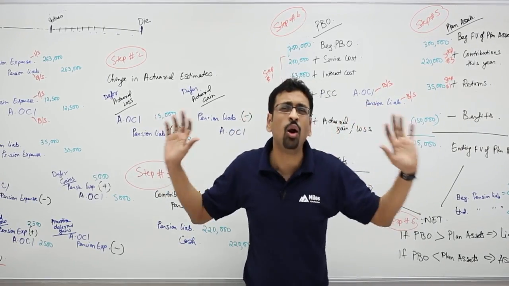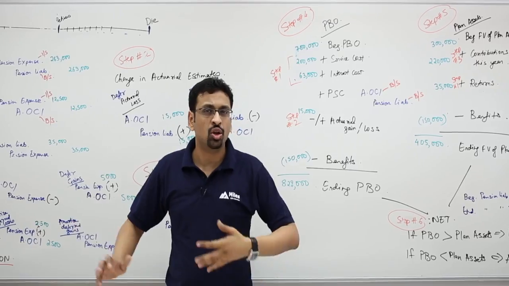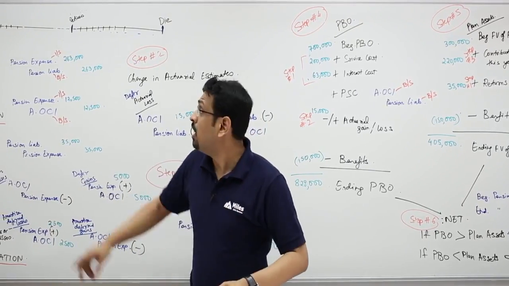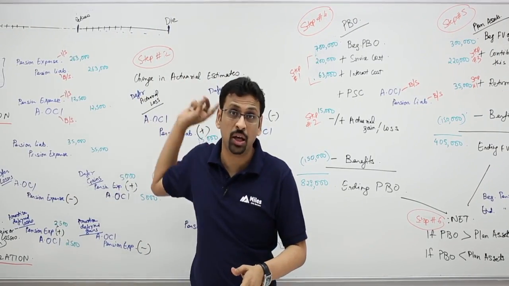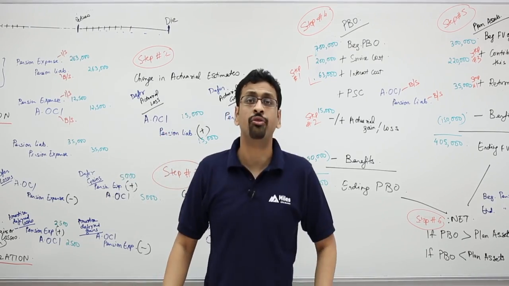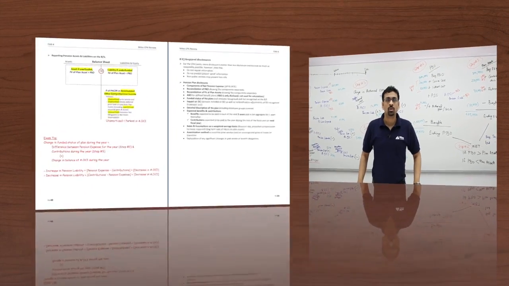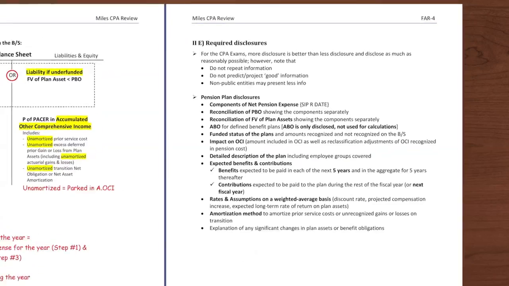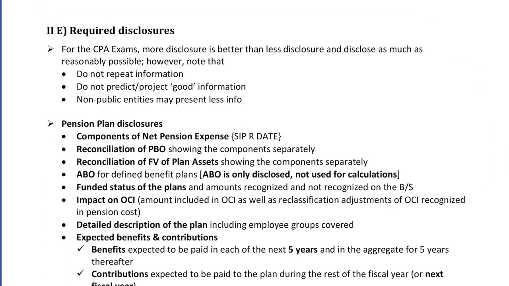So a lot of disclosures for pensions. Defined benefit plans mean a lot of calculations, a lot of accounting, and a lot of disclosures. On page 49, we're looking at pension plan disclosures. As you can totally understand, pensions can be really complicated, and naturally, because they're so complicated, there are a lot of required disclosures.